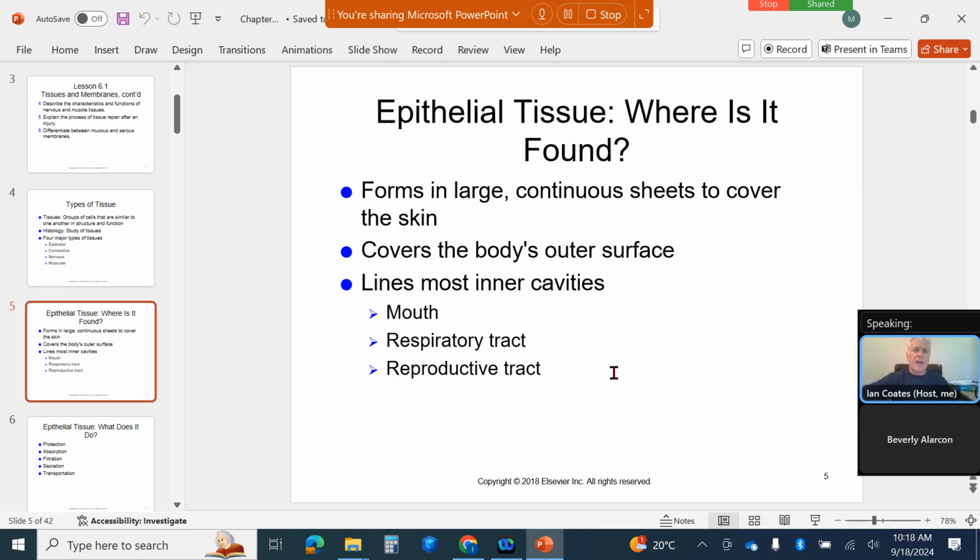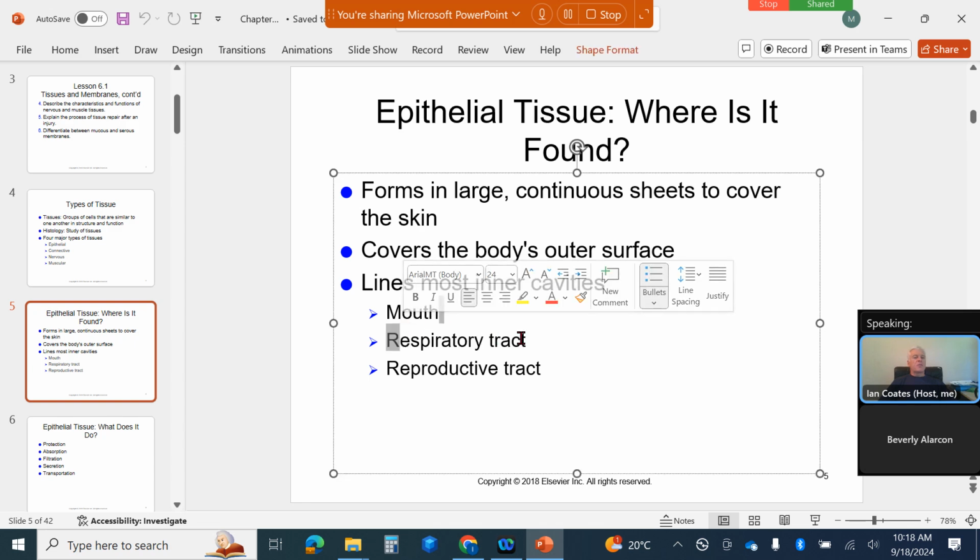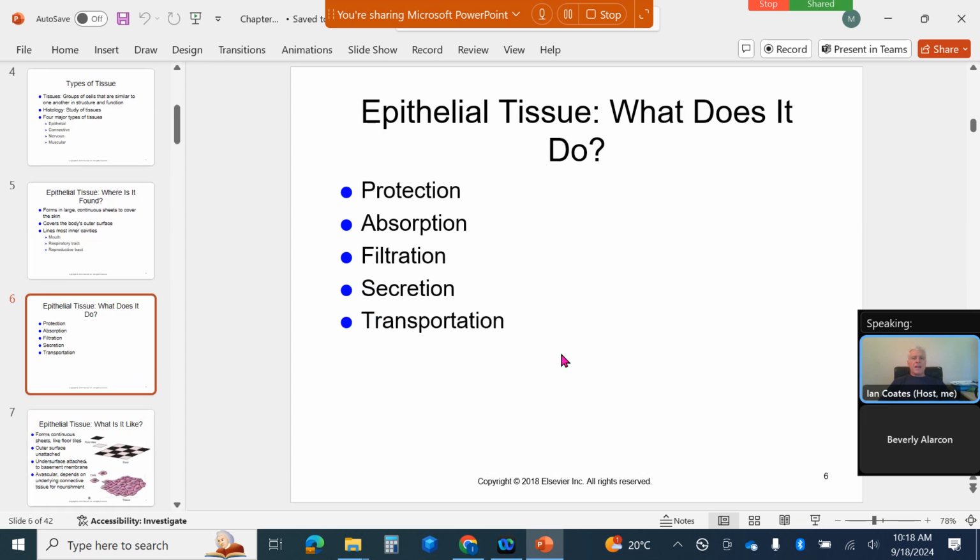Very good. Epithelial tissue. Where is it found? It forms in large continuous sheets to cover the body. Skin is epithelial tissue. It covers the body's outer surface, as well as lines a lot of the inner cavities: the mouth, the respiratory tract, reproductive tract, digestive tract, these kinds of things, okay?